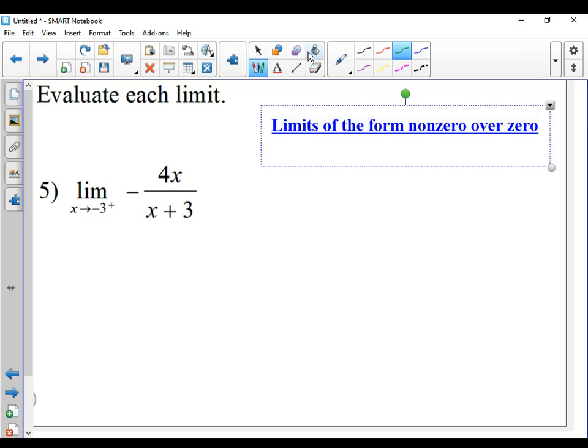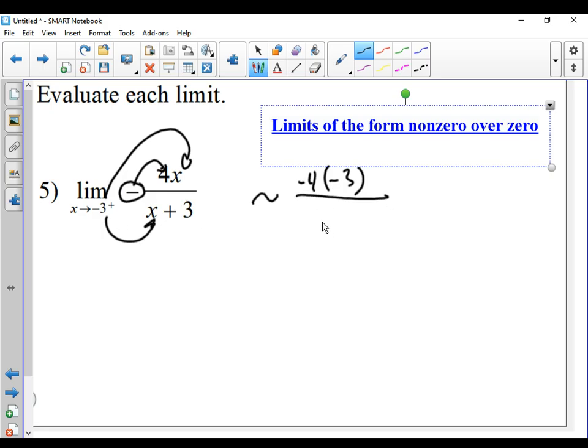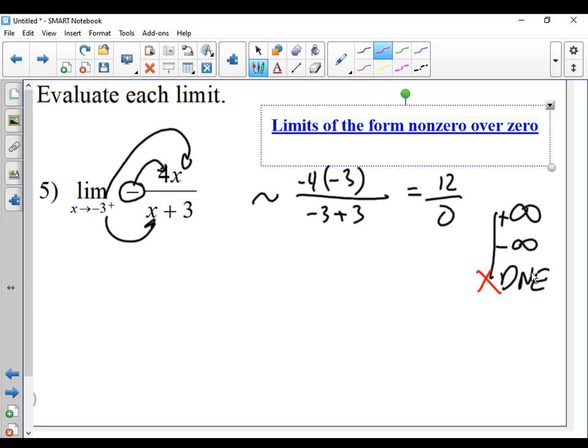Okay, last but not least, question number 5. We're going to plug in -3 for x. Everywhere you see x, you change it to -3. Don't forget about this negative in front. We're going to apply it to 4. So it's a -4. X is -3, multiplied by -3. Denominator is just change x to -3. That's -3 plus 3. So we get 12 over 0. So again, what are the possible answers? This is a non-zero over 0. Possible answers: positive infinity, negative infinity, does not exist. We're going to rule out does not exist because this is a one-sided limit. We are only finding a one-sided limit, approaching -3 from the right.